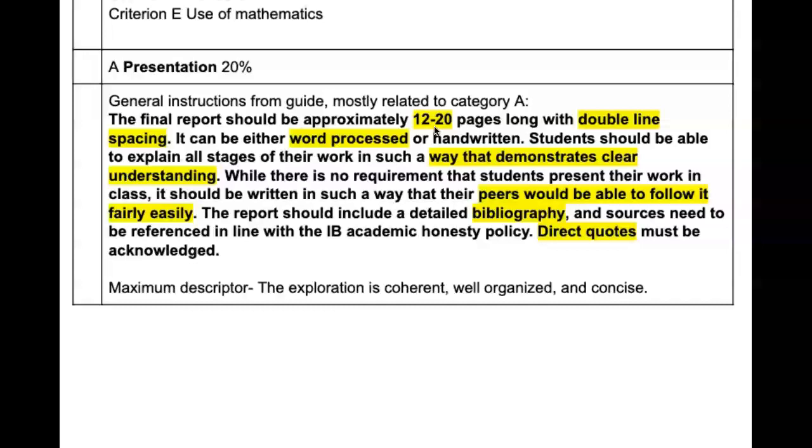Word processed or handwritten, but there's no reason why in Brazil you should be writing a handwritten report. Word processed, it's going to look better, even if there is no intentional bias against handwritten reports. There's probably going to be some unintentional bias.